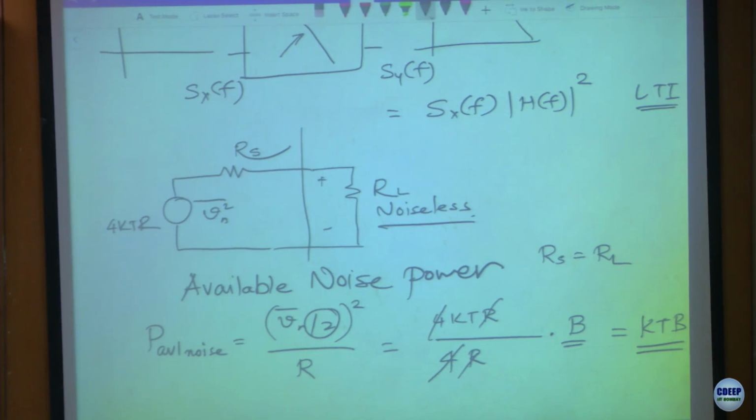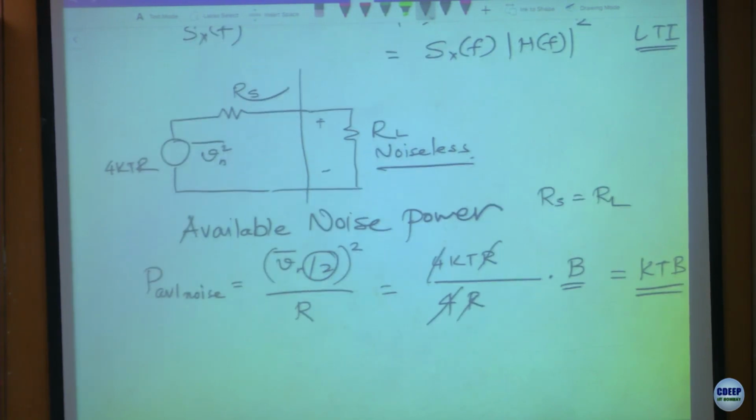As we develop the story further, you will see it. The available noise power, P available, is given by kTB. It's proportional to absolute temperature, and is also proportional to bandwidth. And another unique thing is that it has no dependence on the resistor value itself.